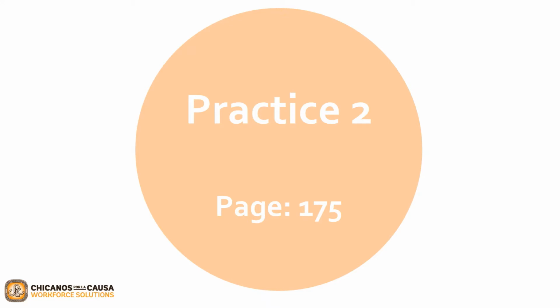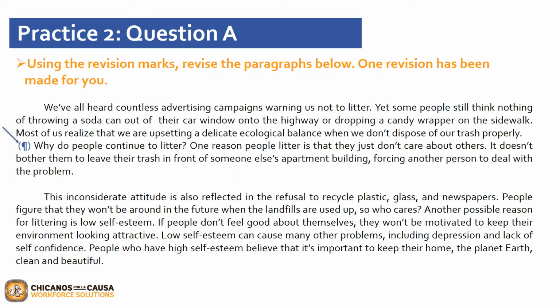Now that we've finished our second lesson, let's move on to practice 2 found on page 175. Before you start on practice 2, I would advise that you have a pen or pencil and sheet of paper next to you so that you can revise the following paragraphs. Using the revision marks, revise the presented paragraphs. You can see that one revision has been made for you with the paragraph symbol. If you need to pause the video, please do so and restart the video again when you're ready to continue. Once you're done revising the paragraphs, you will see revised paragraphs with revision marks on them.